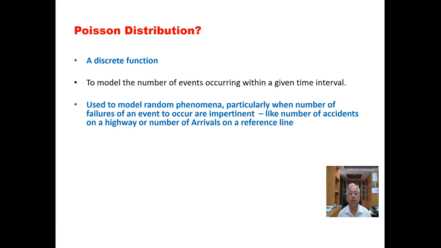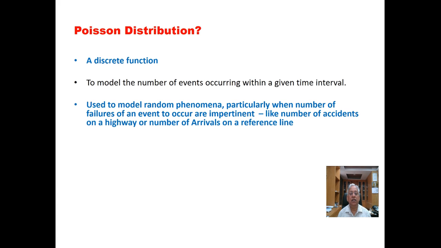Now we know how many accidents have occurred on a particular section of the highway, but we do not know, or we do not want to know, what are the accidents which did not occur. Similarly, the number of arrivals on a reference line. Now we can count the number of arrivals which have arrived at the reference line, but we do not know how many vehicles did not arrive, how many vehicles terminated their journey before the reference line, or how many vehicles made a right turn or left turn at an intersection before the reference line.